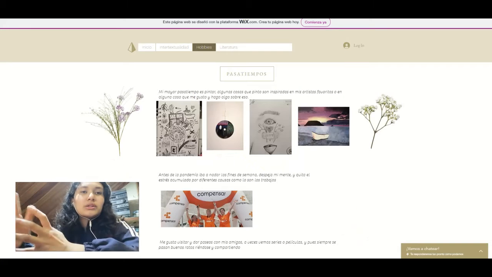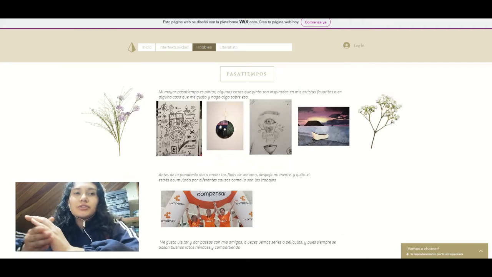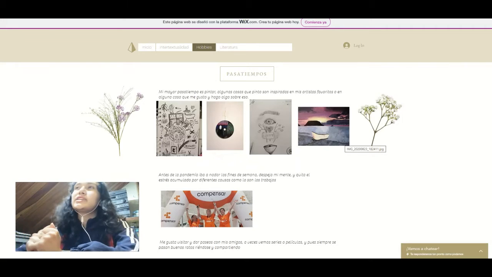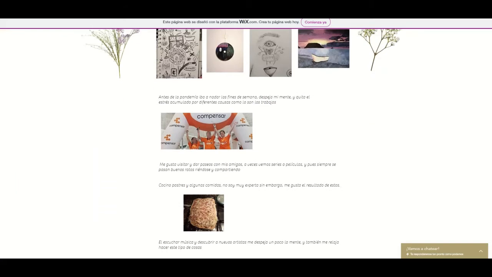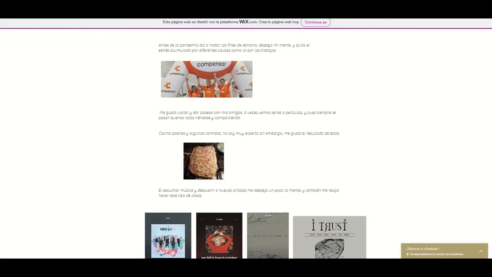So now we are going to go to the section of hobbies, that is in Spanish, but I'm going to read some of my hobbies. The hobby that I do most frequently is draw and paint, and as you can see there are some of my paints and draws. Another hobby that I have is go to swim. I really enjoy this activity. And before the pandemic, I was really often in the pool.